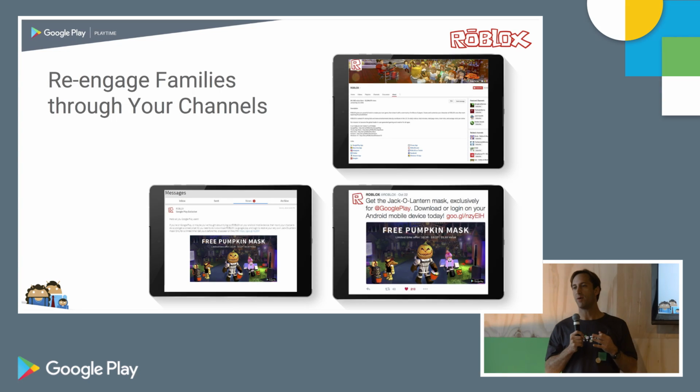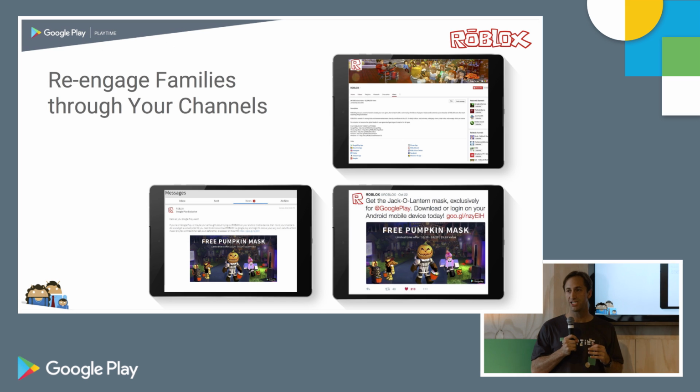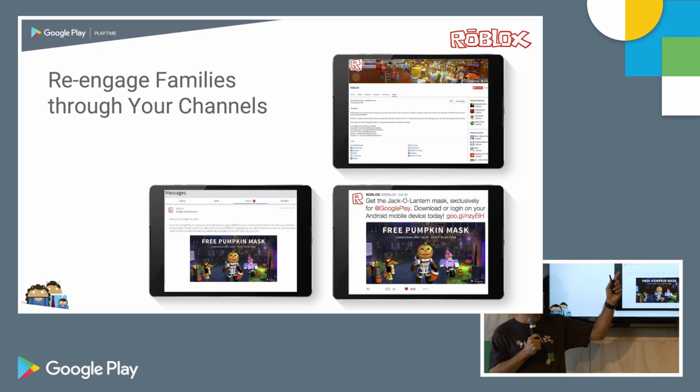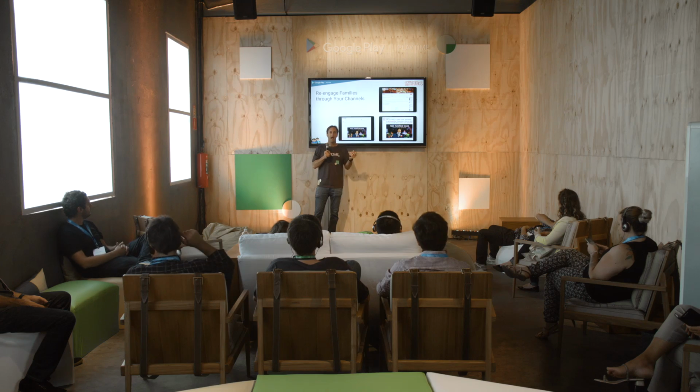Here we have some examples from Roblox. They have an inbox in their app, and so they're able to push notifications directly to the user. Some other examples include what they're doing on social media and YouTube. A lot of developers aren't really leveraging the About page on their YouTube page. So that About page is a great place to link to your Google Play listing. You can also link to your website and social media accounts. It's easy, and we've seen some strong results out of that.